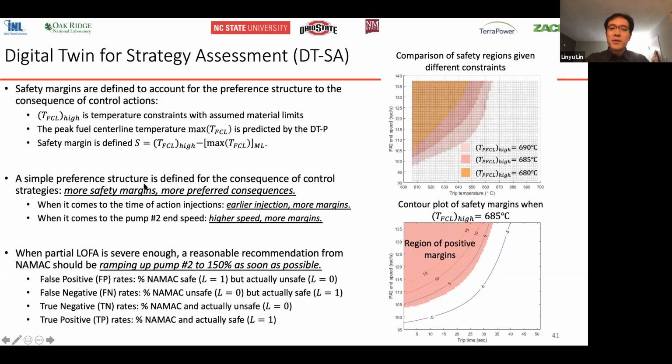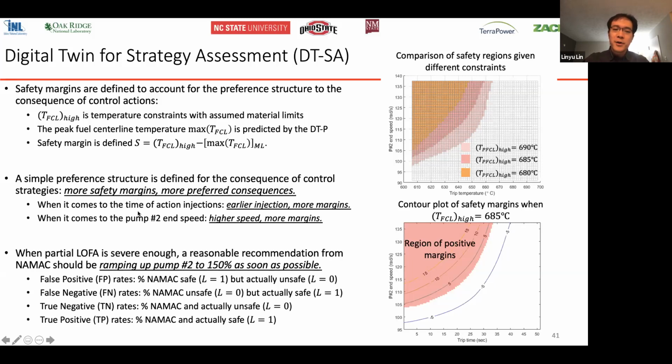Also, since we are having a preference structure, in this case a very simple preference structure, we use it to rank the consequences of each available control strategy. So the simple structure is we prefer to have more safety margin.